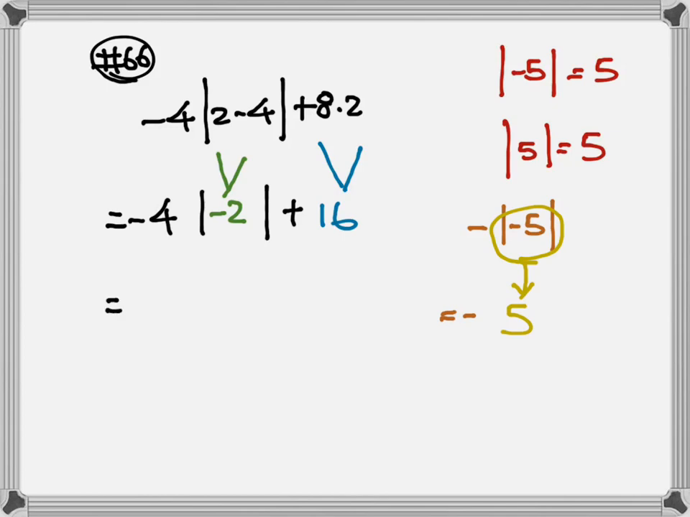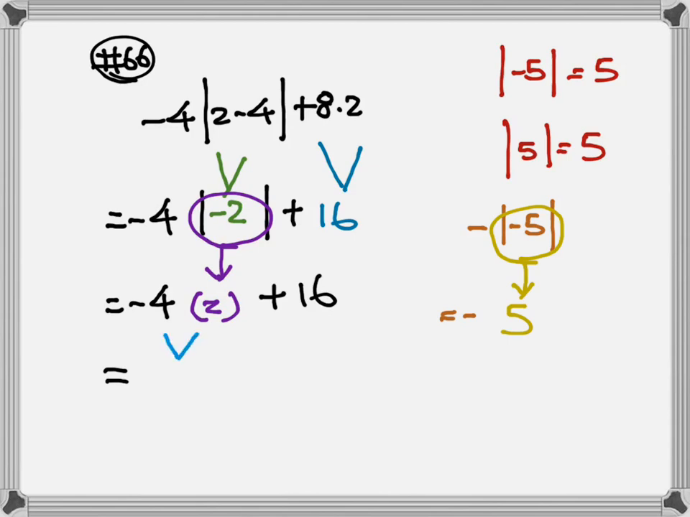Now let's go back to the front. Keep the negative 4. Now we solve the absolute value. The absolute value of negative 2 becomes positive 2. Then bring down the plus 16. Next, we multiply the two numbers in the front: negative 4 times positive 2 gives me negative 8. Then bring down the plus 16. So negative 8 plus 16, my answer is equal to 8. Let me write this a little bit clearer, so here will be a 16.